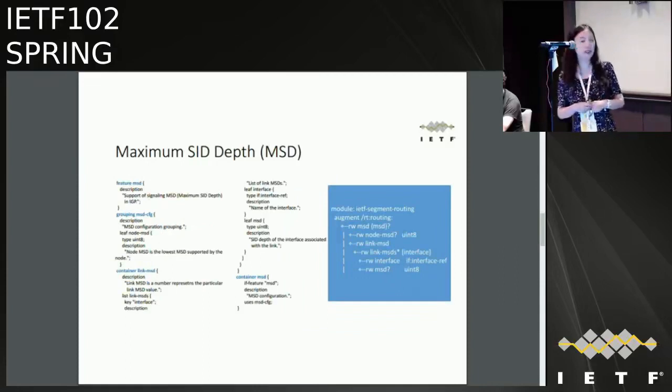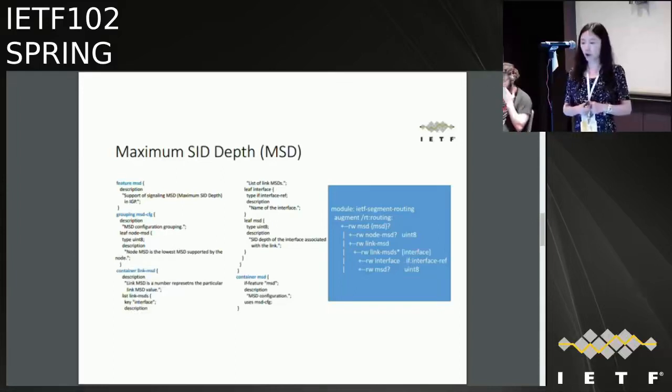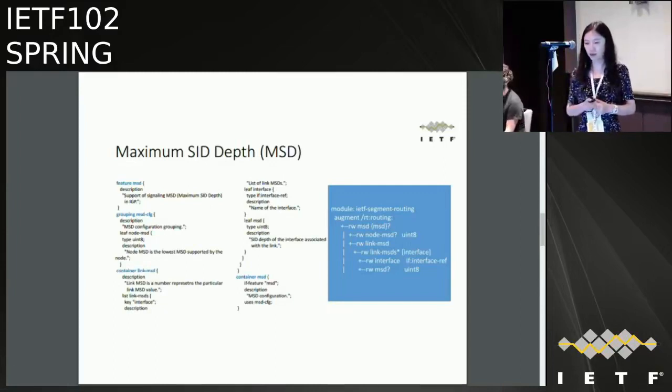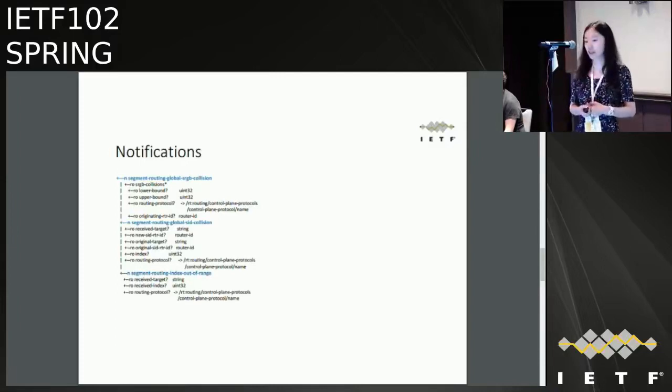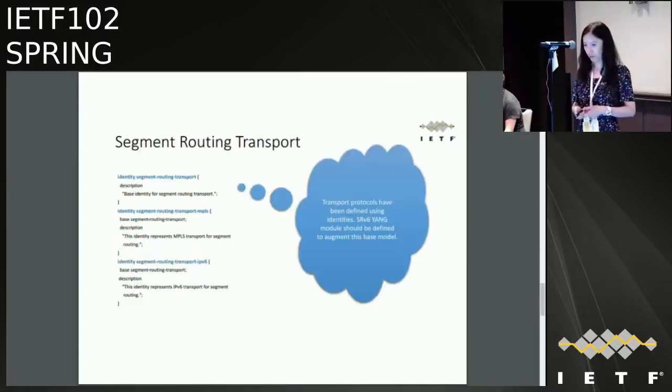We have the maximum SID depth, MSD definition. So we support node configuration of MSD, also link configuration. For link, we have a list of interfaces; if you have configuration on link MSD, it is used, otherwise you use the node MSD. We also have some notifications that are supported in this model. One thing to notice is we have the transport type defined in this model from the very beginning, because this model mainly defines the MPLS data plane. So we have the IPv6 transport defined in this one as an identity.